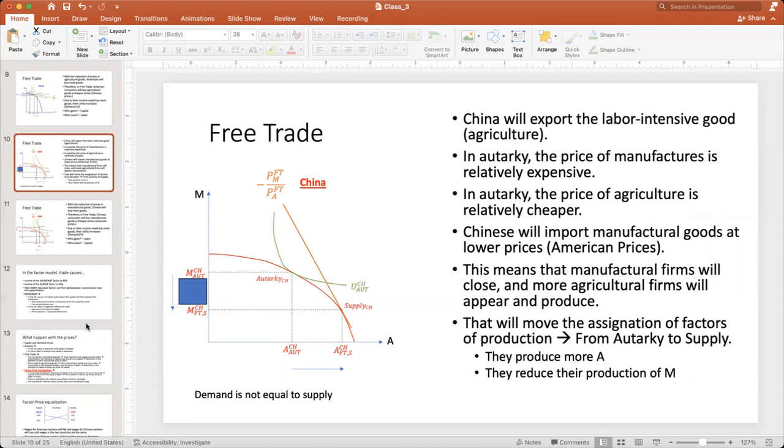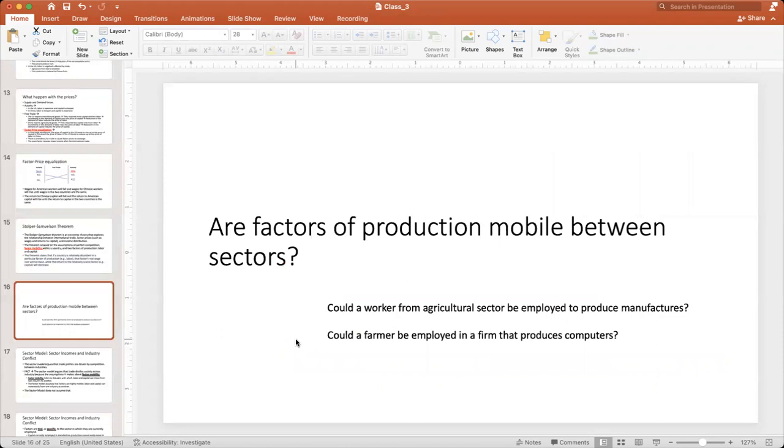However, this is a very good question. Are factors of production mobile between sectors? What I'm referring to here is, could a worker from the agricultural sector be employed to produce manufactures? What do you think? Let me put that question in other words. Could a farmer be employed in a firm that produces computers? Could a farmer in Ohio be employed in Facebook, in Twitter, in some high-tech firm in Silicon Valley, in San Francisco? What do you think?